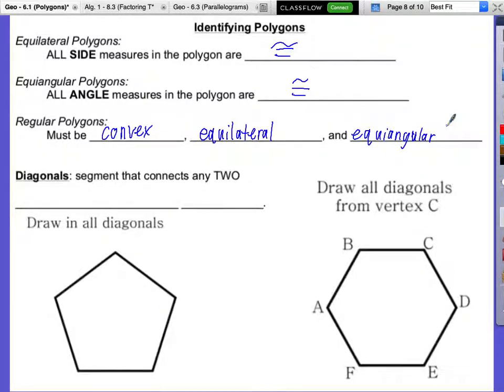So now we're going to talk about the definition of a diagonal. First day is pretty definition heavy. A diagonal is a segment that connects any two non-consecutive vertices. It's a segment that connects any two non-consecutive vertices.